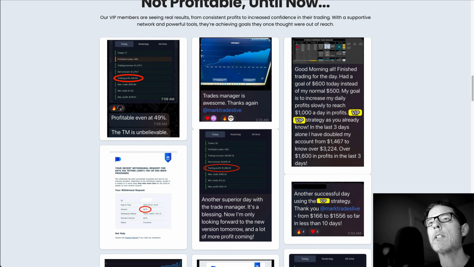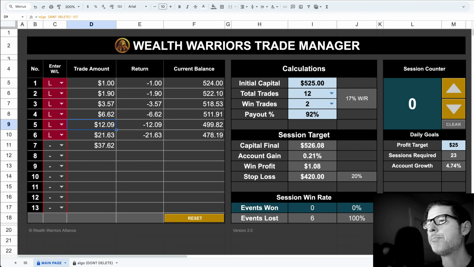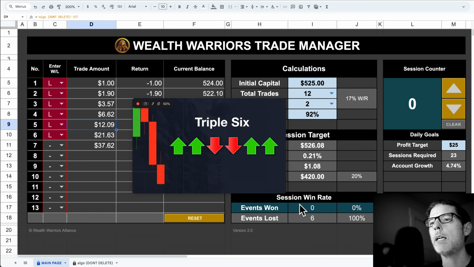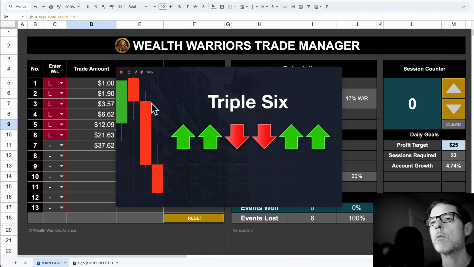Okay, so try out that strategy. Again, here's the pattern. If it's a row of green or a row of red, three of the same color, you can follow this simple pattern. It's called the 666 strategy.